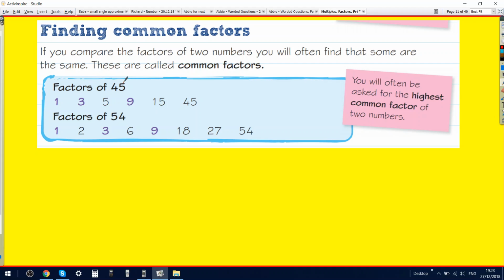So these are the factors of 45. These are the factors of 54. What are the common factors? The common factors. Well, the common factors are 1 and 5. So just the common factors for both. 3, yeah. 9. Yeah. Can't see any others. Yeah, that's it.